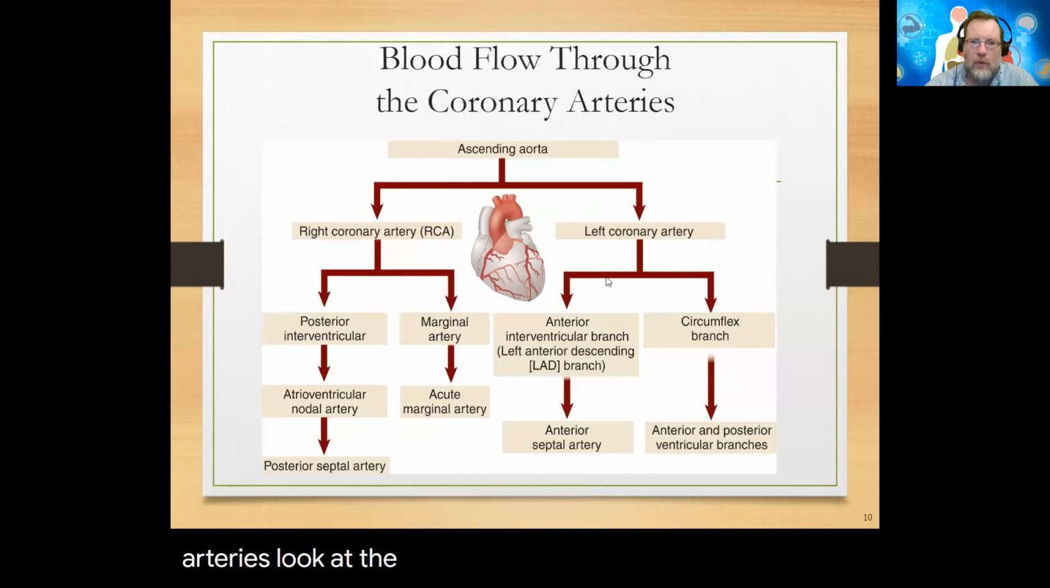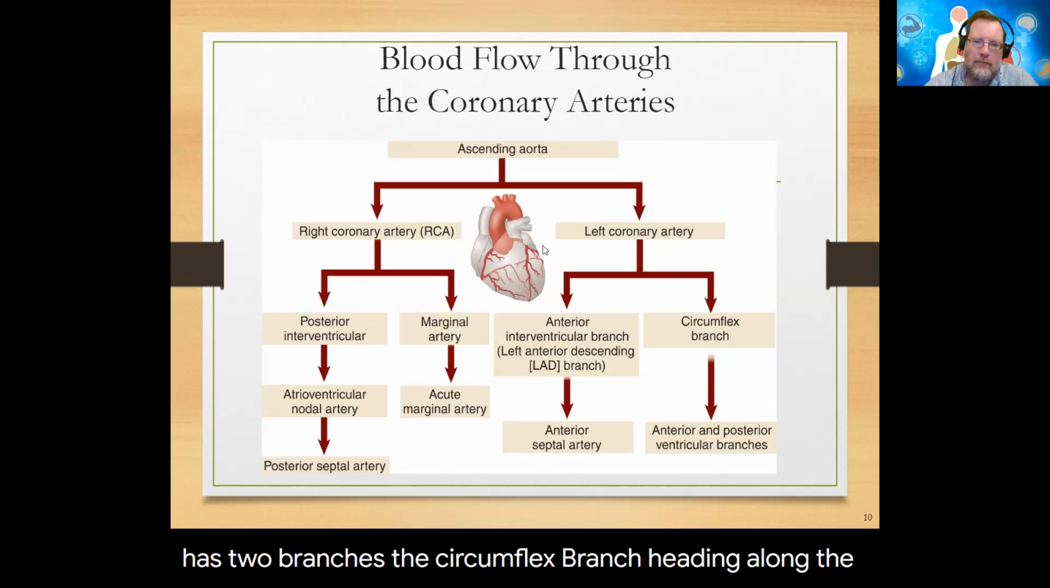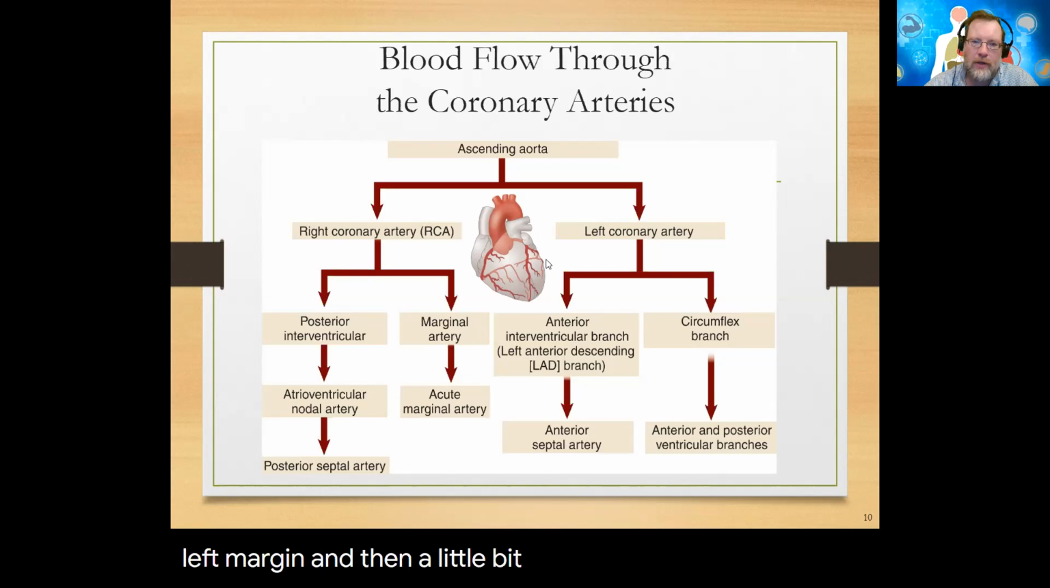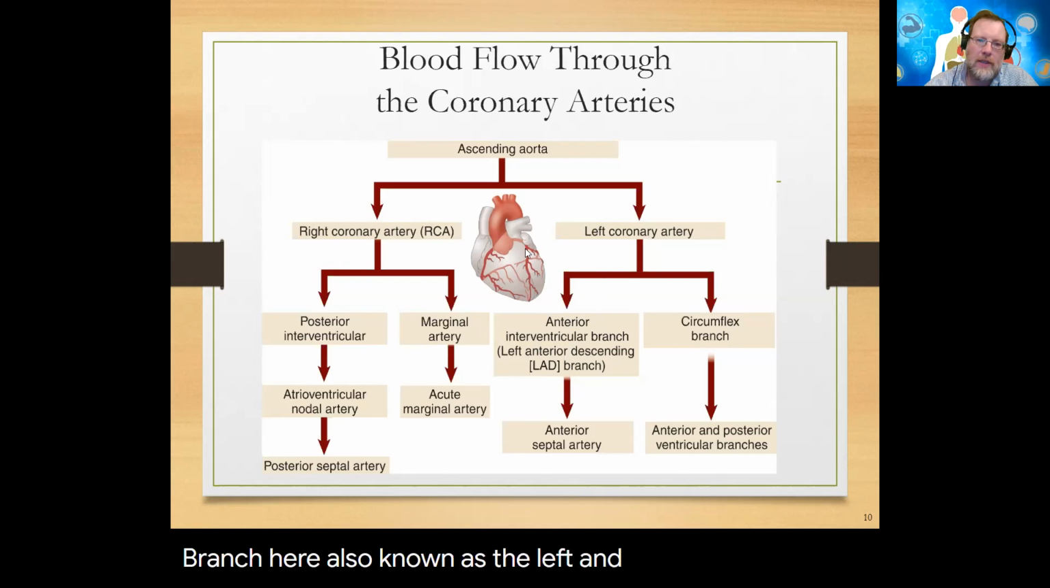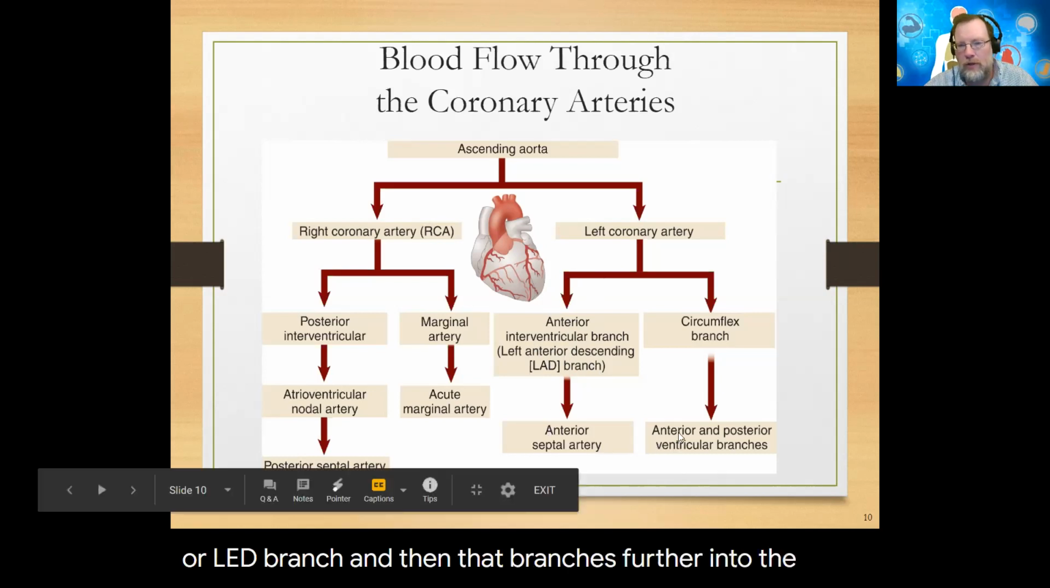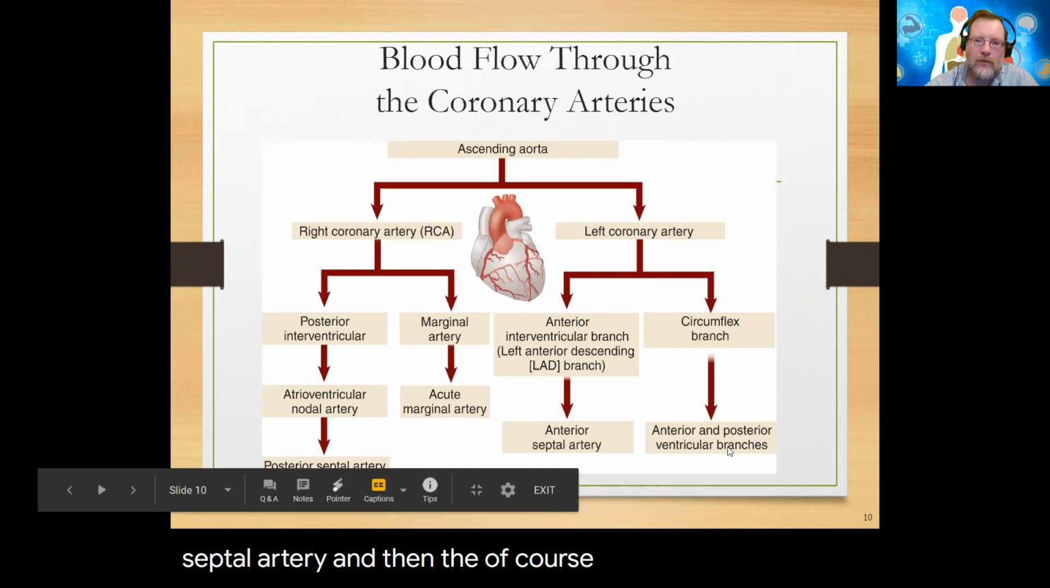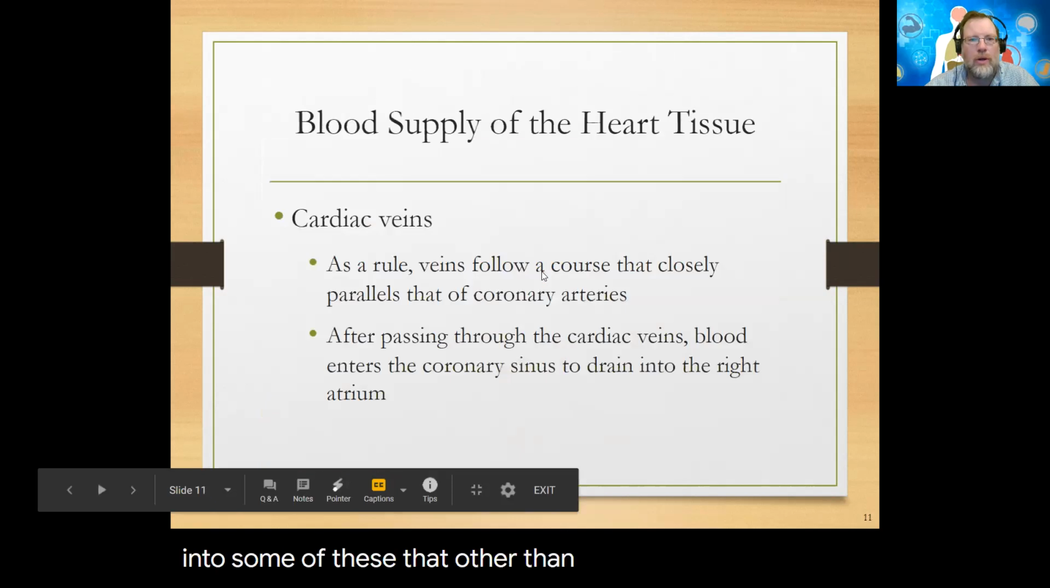Look at the left coronary artery and see that it also has two branches: the circumflex branch, heading along the left margin and then a little bit posterior, wrapping around the left ventricle, and then the anterior interventricular branch, also known as the left anterior descending or LAD branch. That branches further into the septal artery, and then, of course, the circumflex branch into some of these other ventricular branches.